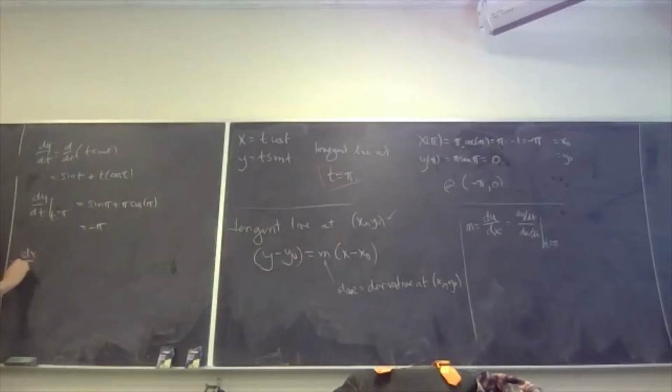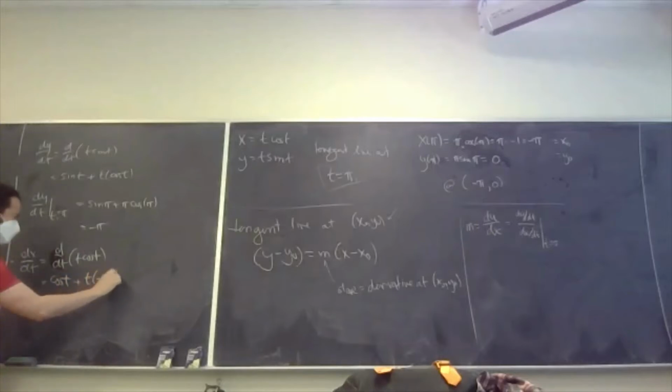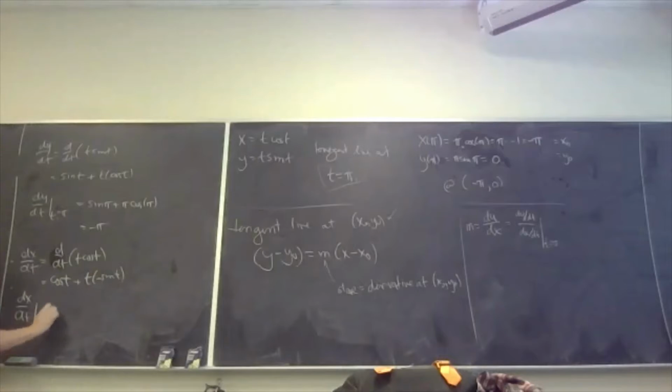Now dx/dt. I'm being careful to separate my derivative calculation and my evaluation. It's easy to get those all mashed together. dx/dt is d/dt of t cosine of t, and by the product rule that gets you cosine of t plus t times minus the sine of t. And if you evaluate that at t equals pi, you get -1 plus pi times 0, so it's -1.